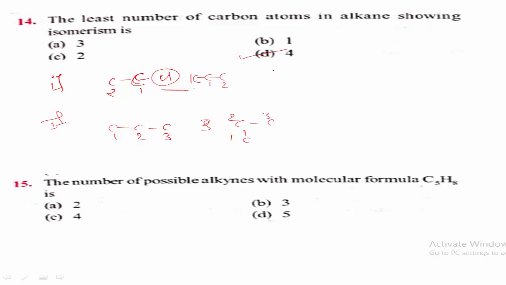The number of possible alkynes with molecular formula C5H8. Yes, students, you know one normal structure. I write here one compound structure. C5H8 means it is pentyne. Is it right? Yes. Therefore, I take 5 carbon atoms: 1, 2, 3, 4, 5. Yes. I write here CH3, here CH2, here also CH2 and here also CH3.